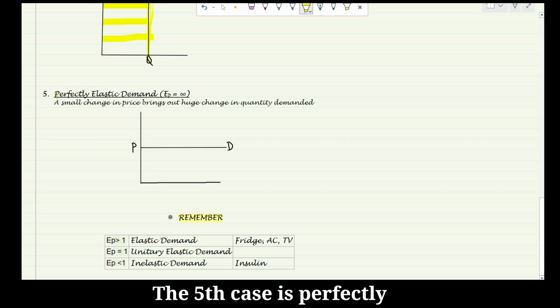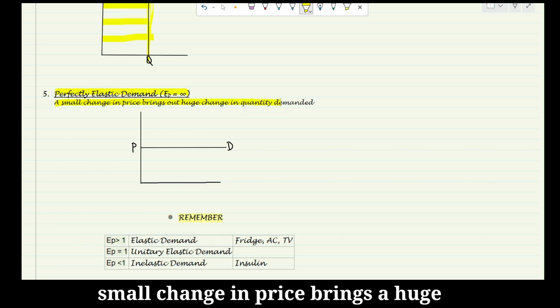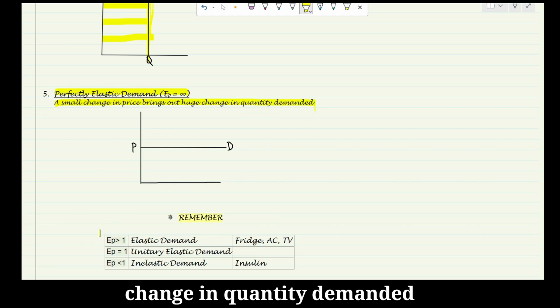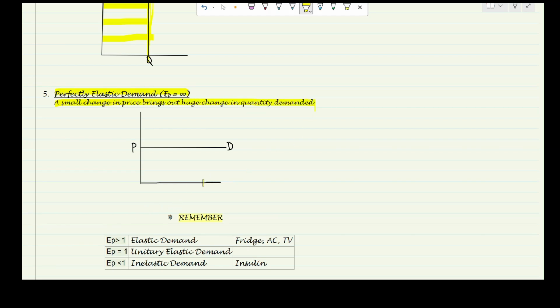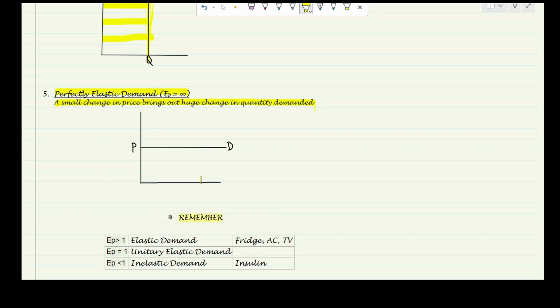The fifth case is perfectly elastic demand. The price elasticity is infinity, tends to infinity. A small change in price brings a huge change in quantity demanded. Okay, however, this is not possible in reality. It is just a hypothetical situation in perfect competition.